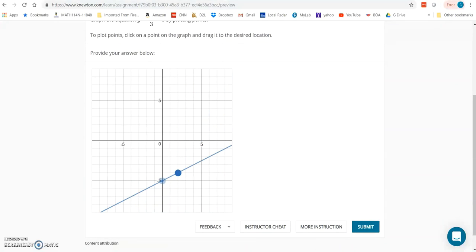1, 2, 3. Now that's right now at 2, negative 4, so let me be careful there. That's at 3, negative 4. Let's check it out. We got it.